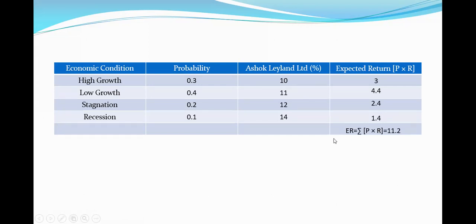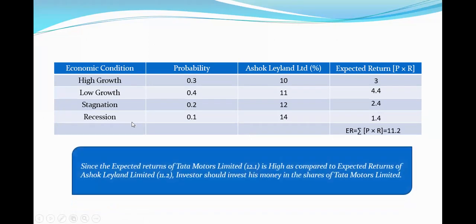For expected return, now you tell me which expected return is higher. You can see 12.1 was Tata Motors, which is higher than the expected return of Ashok Leyland of 11.2. So what will you suggest to your investor? You are a portfolio manager. After calculating the expected return of both the stocks, you will suggest your investor that go for investing in Tata Motors. Skip the investment in Ashok Leyland.